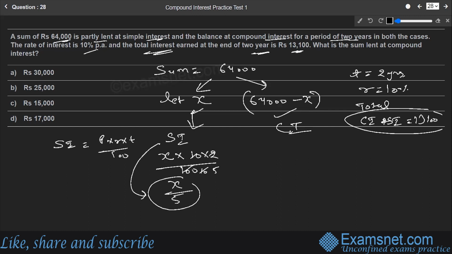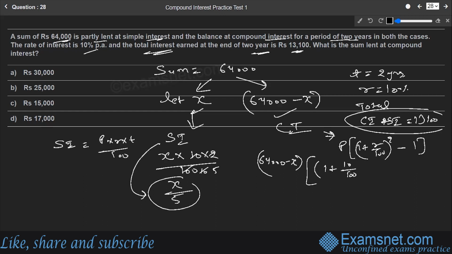If we solve the compound interest, the formula for compound interest is nothing but amount minus principal, which is treated as P into (1 plus R over 100) whole square minus 1. That is the compound interest formula. So we have got all the values. The principal value is 64,000 minus X. 1 plus rate value is 10 by 100 whole square because the time value is 2, minus 1.